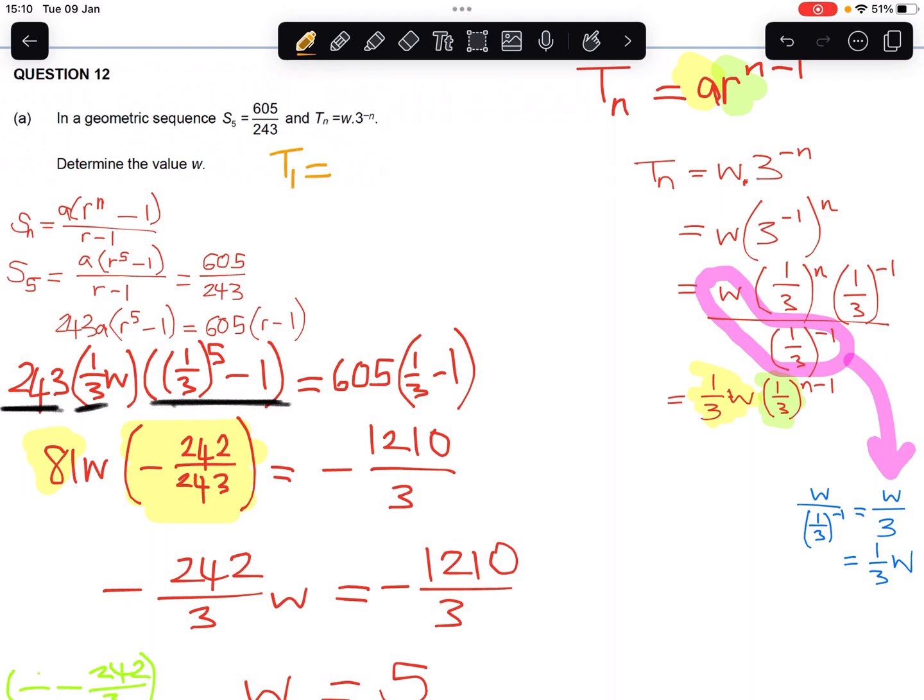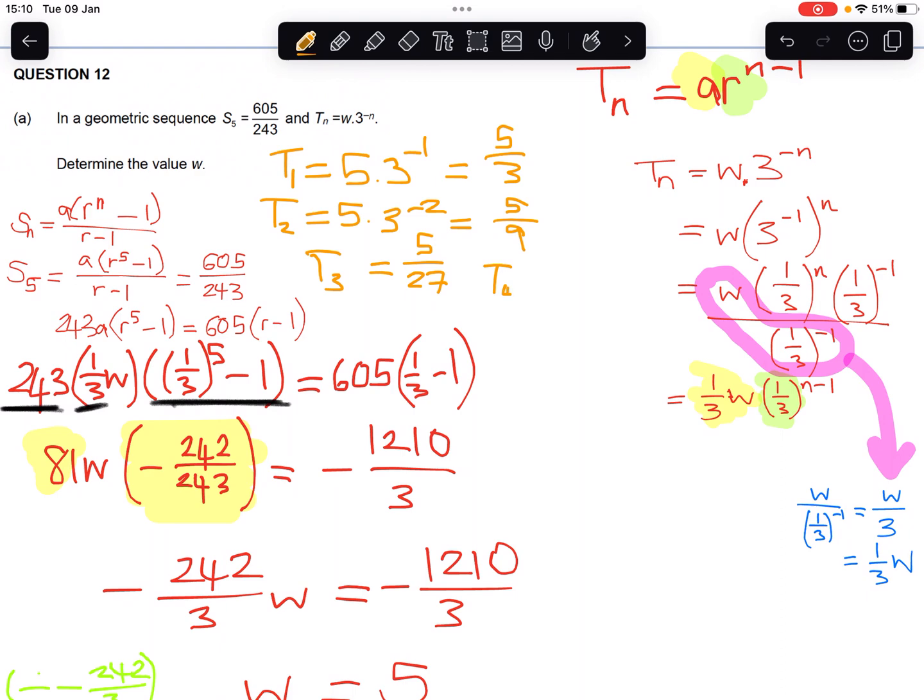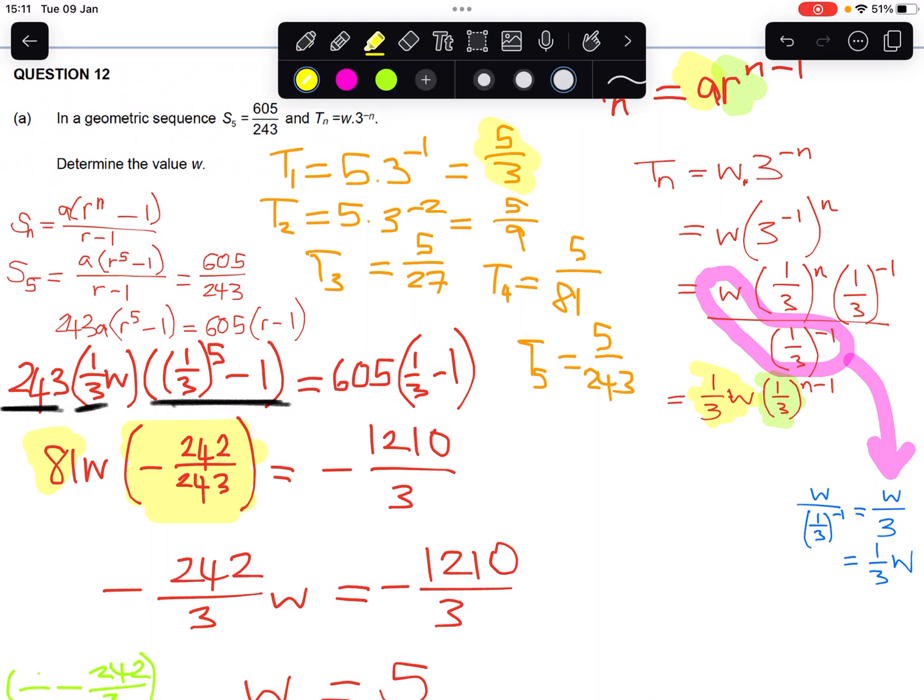T1 would be 5 times 3 to the minus 1, so 5 over 3. T2 would be 5 times 3 to the negative 2, which would be 5 over 9. Okay, we can kind of see how this is going. So T3 will be 5 over 27, and you can verify this if you are feeling trepid. Right, and T5 would be 5 over 243. So these are the values that we need to add up: 1, 2, 3, 4, 5.